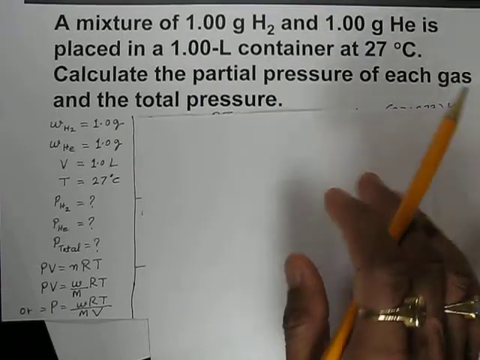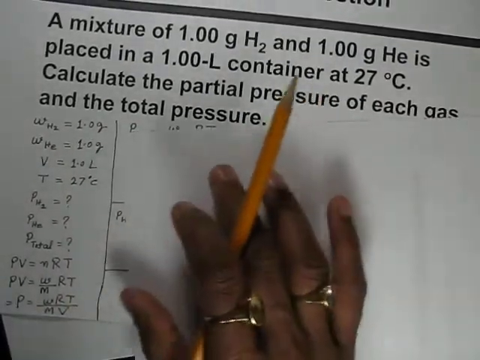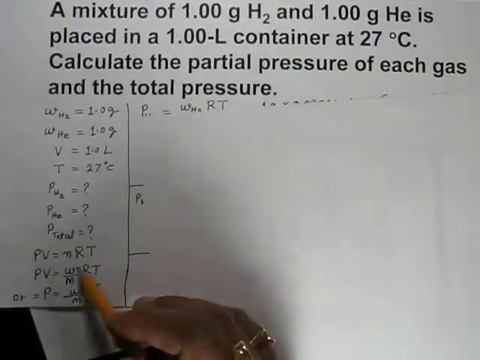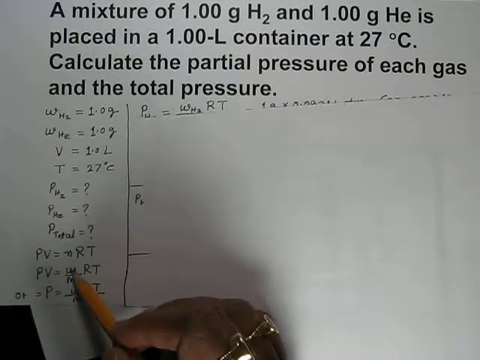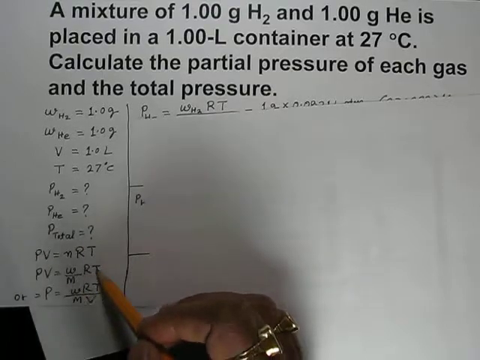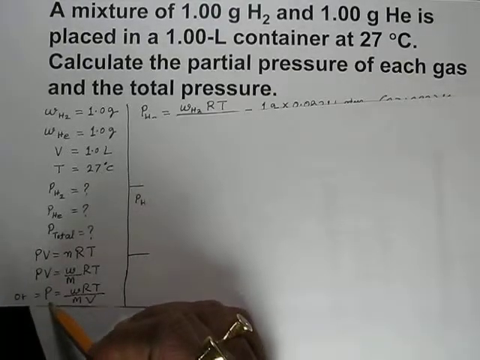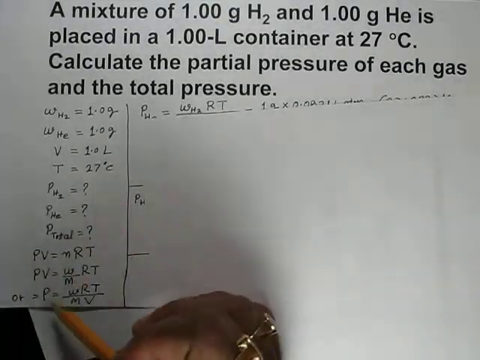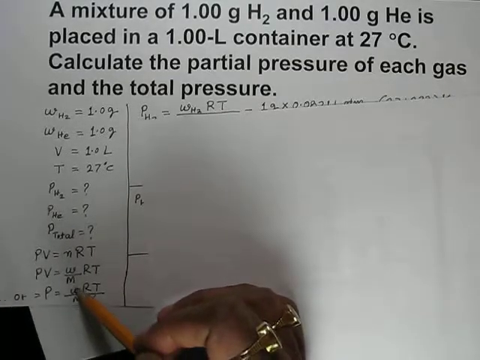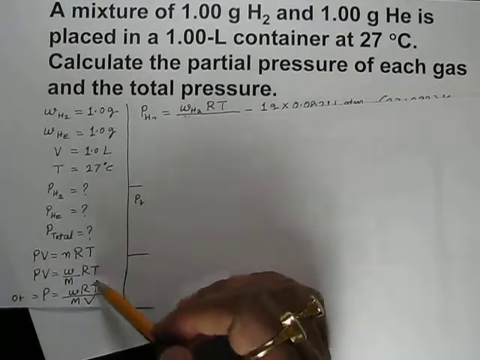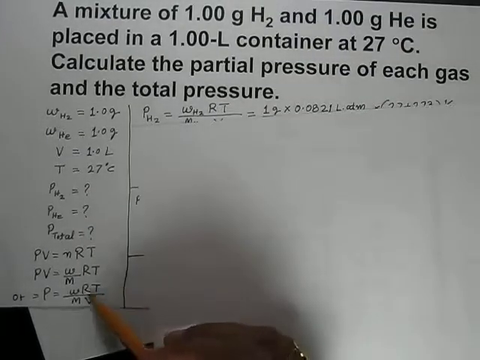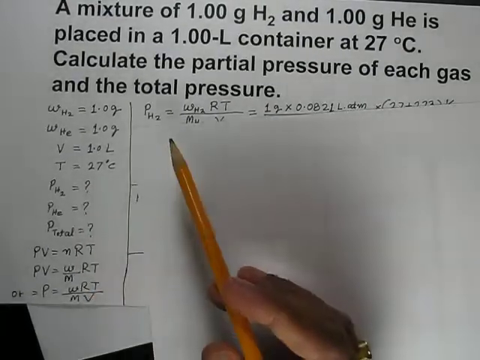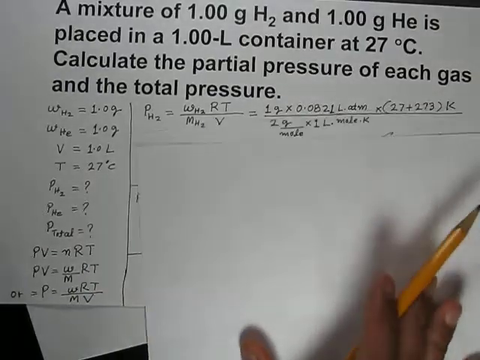So again we have to utilize the ideal gas equation, which is PV = nRT, and PV = W over molar mass times RT. Since we only have to calculate pressure, pressure will be equal to W over molar mass, times RT over volume. Now we will use this equation and place all these values in it.